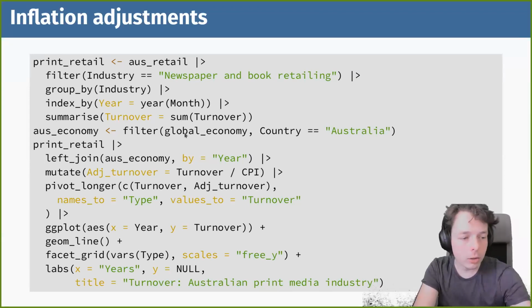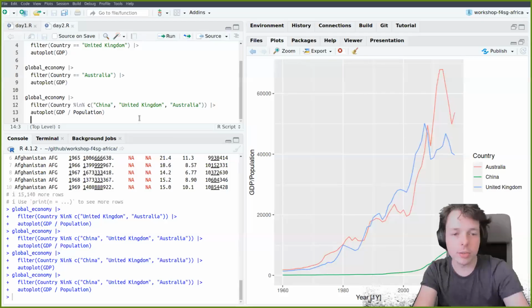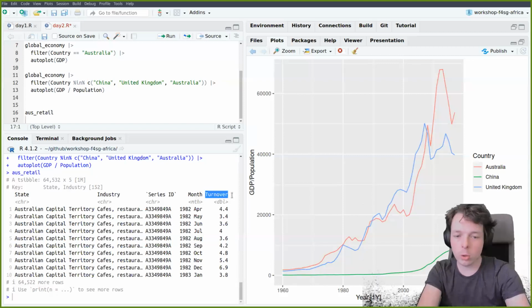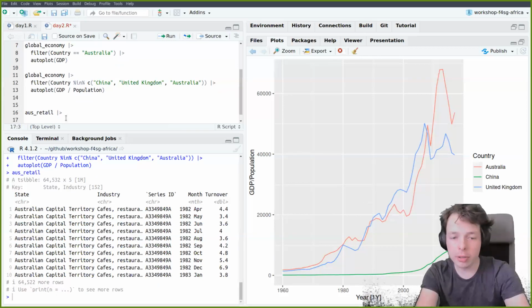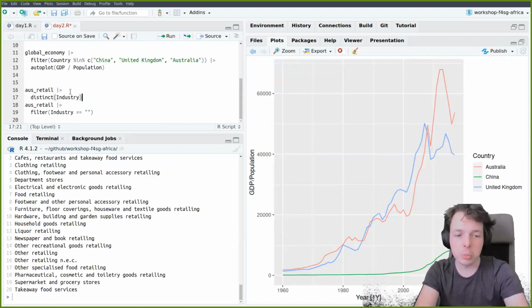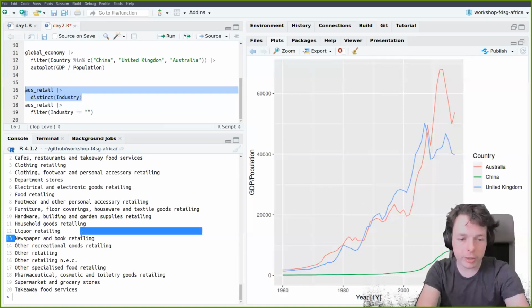So if I look at the Australian retail data set, we have the total turnover for various industries in Australia by state. And if I focus on the print media industry, I'll figure out what that is exactly. Distinct industry. Remember this trick from yesterday to see all of the options for the key variables. I want to see newspaper and book retailing.